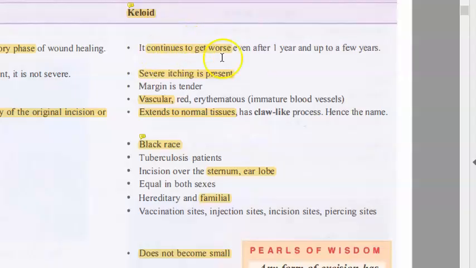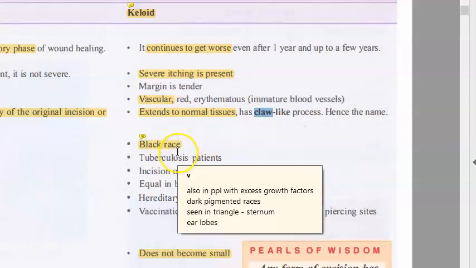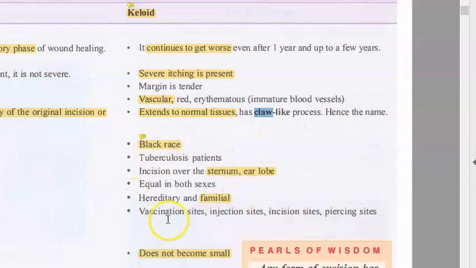So keloid, look at this, it continues to get worse. Severe itching is present, vascular it is, so that's why it continues to grow, isn't it? It extends to normal tissues also, like claw. That is why the name keloid. And it is seen more in blacks, people who have dark pigment. Where do you usually see it? In that sternal area, that triangle, ear lobe.